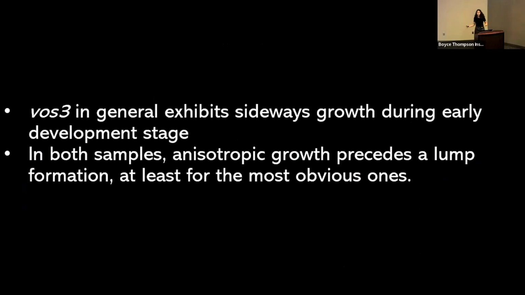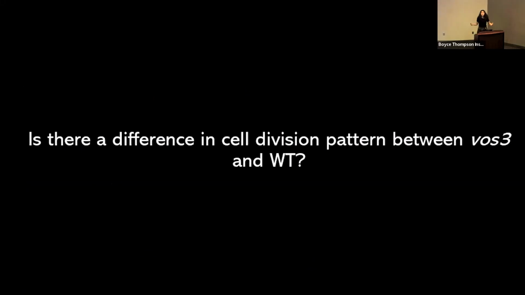So general conclusions we can draw from this, that in early days, VOS growth exhibits more sideways growth than wild type, and that in both samples we looked at, anisotropic growth precedes the formation of those outgrowths and creases in VOS3. So the final growth parameter that we looked at was cell division rate, or the number of times that a cell had divided within 24 hours.